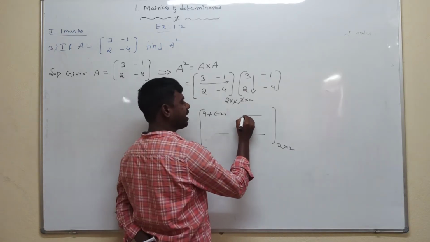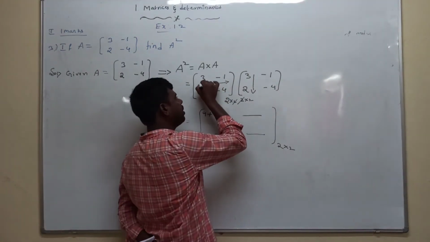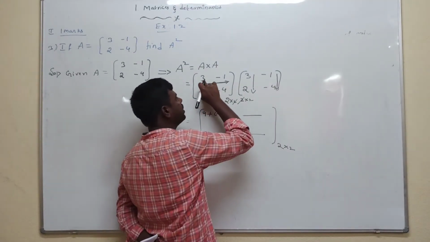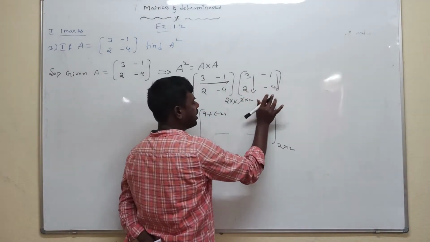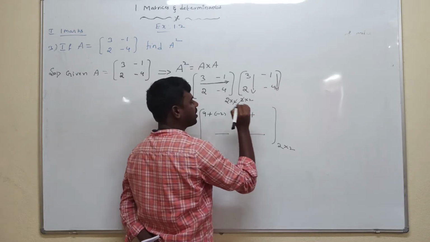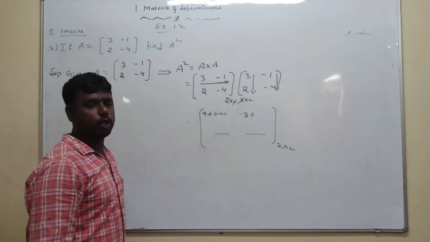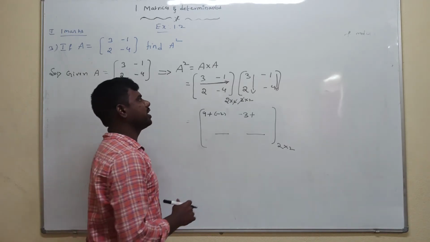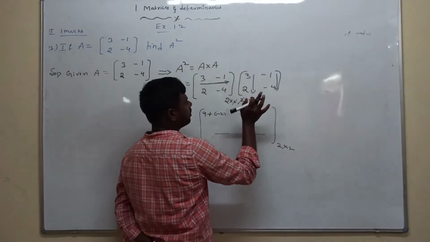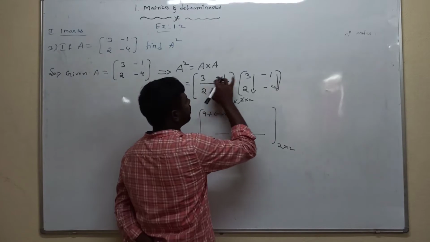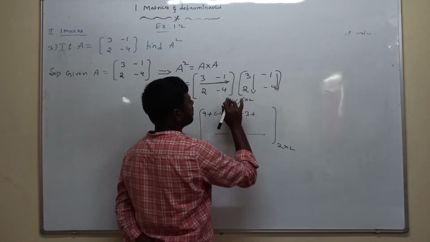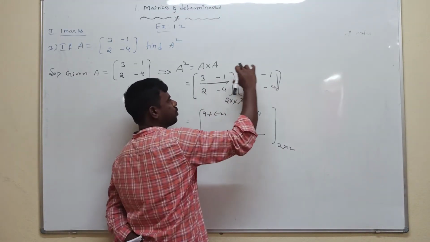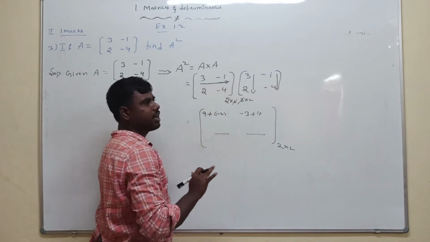Next, what is the position of the element here? Same row, first row, second column. That's why we take the first row from the first matrix and the second column from the second matrix. That's why 3 into minus 1, that value is minus 3. After that the symbol is plus. Whenever we take the product of two matrices, after each element product we take the symbol as positive. That's why minus 1 into minus 4 is plus 4. So minus 3 plus 4. First row, first column is this one, first row, second column is this one. So the first row is completed.